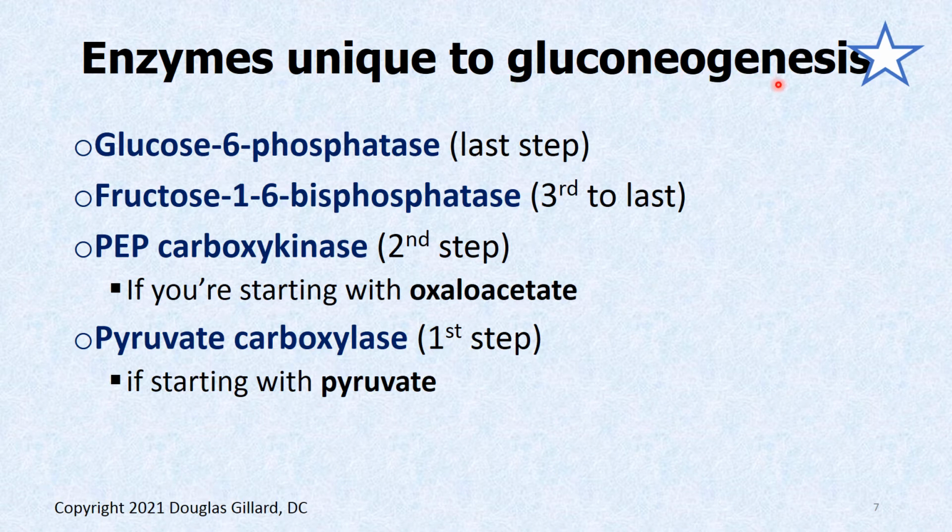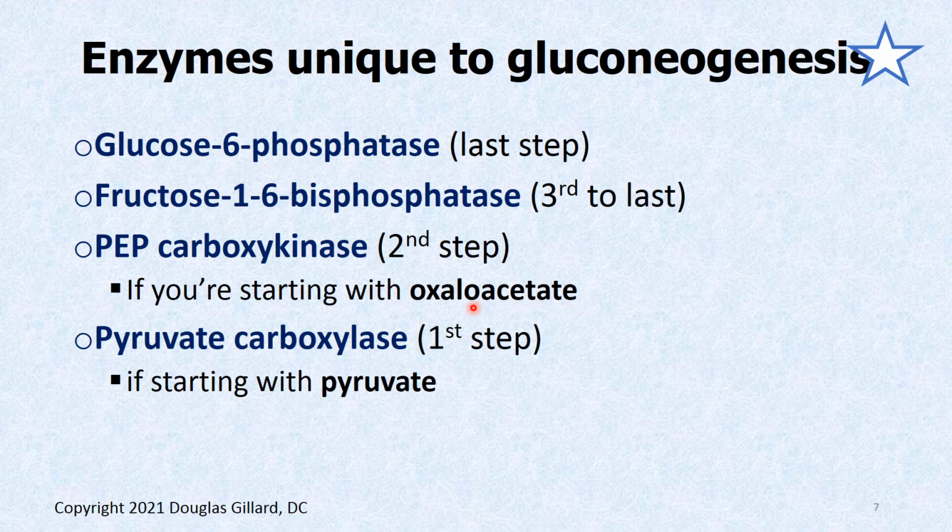Who do we replace them with? Well, glucose-6-phosphatase is the final step. That's the last enzyme needed to make a molecule of glucose. The third to the last step is fructose 1,6-bisphosphatase. And then the second step in this process, depending on where you're starting, is PEP carboxykinase, or phosphoenolpyruvate carboxykinase. And that's assuming that you're starting with oxaloacetate. If you had to pick one fuel that drives gluconeogenesis, it's oxaloacetate, or OAA.